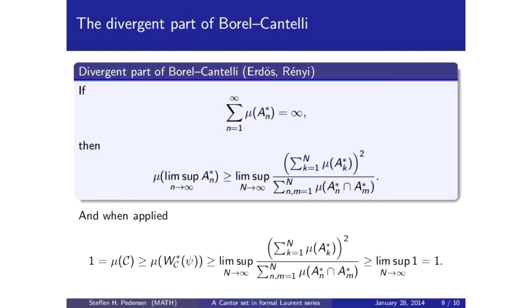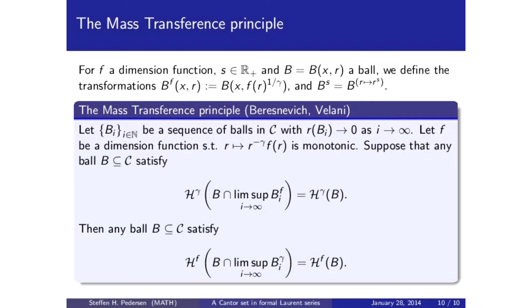Now, finally, we want to go from where our dimension function is just radius to the gamma to some general divergent function. And for that, we're going to need the Mass Transference Principle. So if f is the dimension function, we have some defined transformation, and then the Mass Transference Principle says that we have a sequence of balls with radii tending to 0, and f a dimension function satisfying the monotonic relationship, which is what we assume in this case. Then if any ball containing T satisfies some relation on the Hausdorff gamma measure, then for any ball we can say something about the Hausdorff f measure. And that's exactly what we have here.